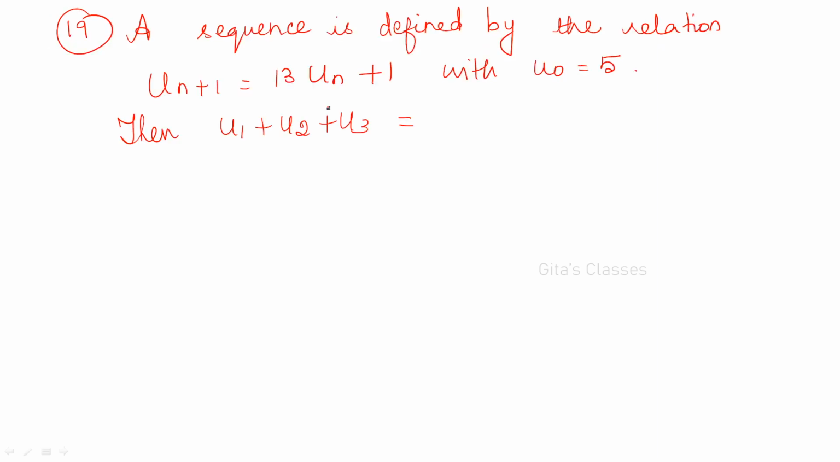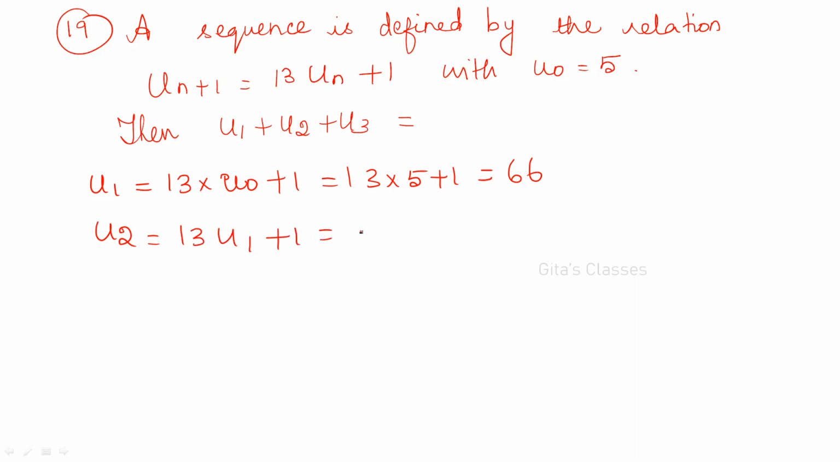And a sequence is defined by the relation u_(n+1) is equal to 13 u_n plus 1 with u_0 is equal to 5. So u_0 is 5 is given. So u_1 you can find out as 13 into u_0 plus 1, that is 13 into 5 plus 1. 65 plus 1, it is 66. Similarly, u_2 is equal to 13 u_1 plus 1, that is 13 into 66 plus 1, that is 859.